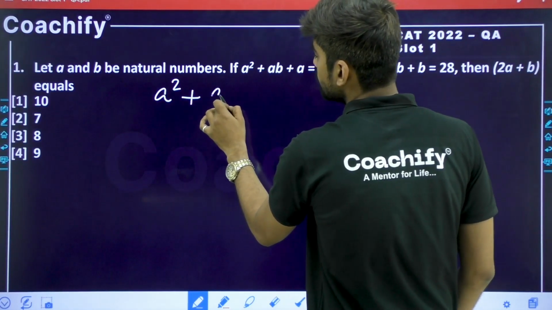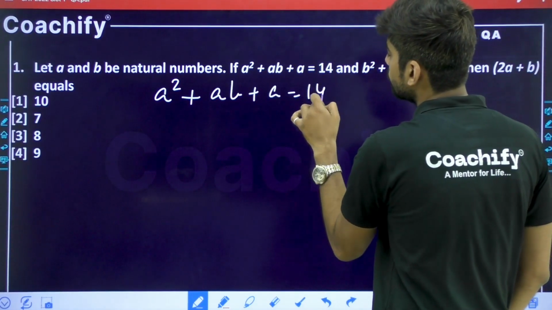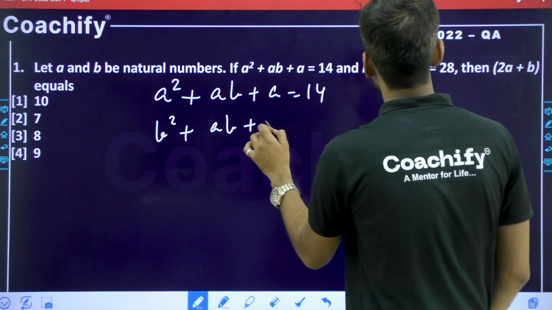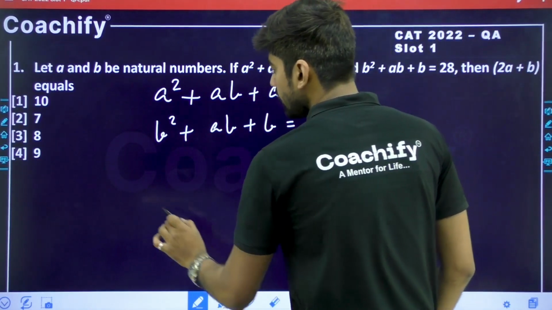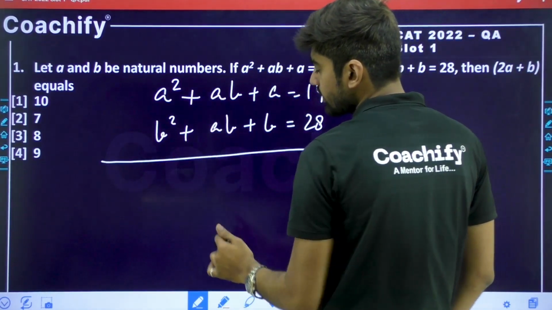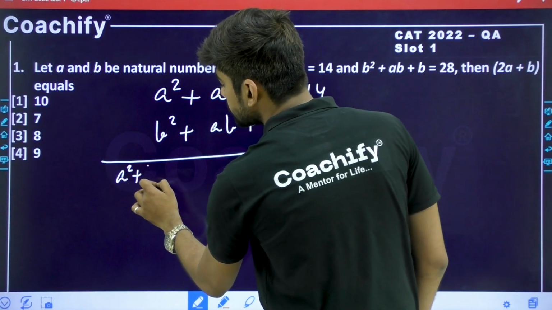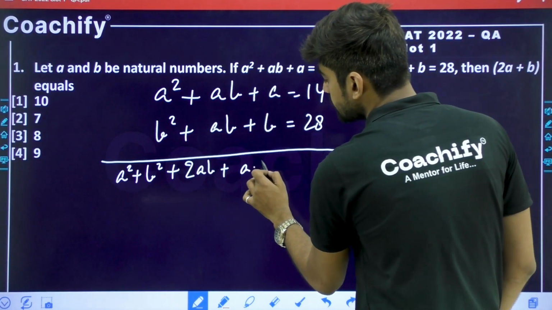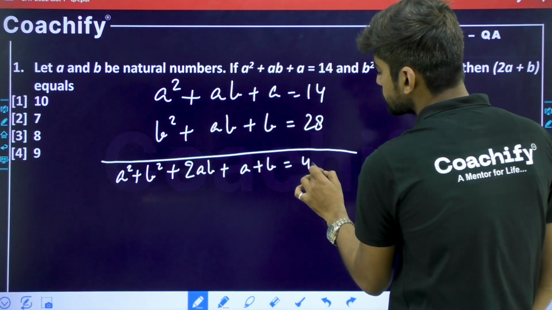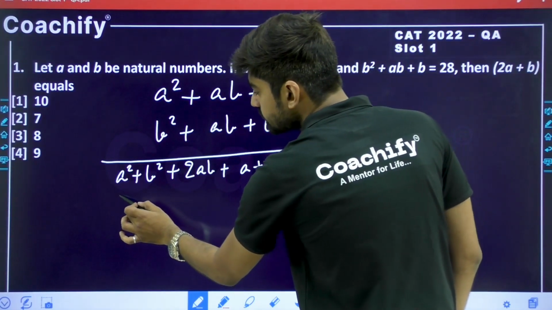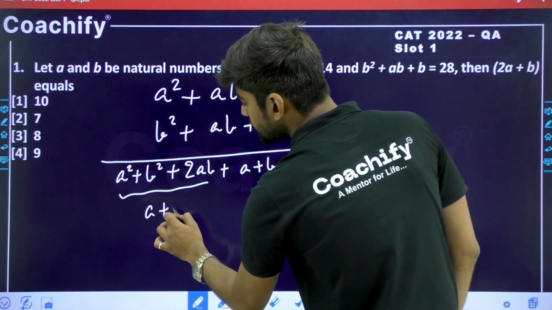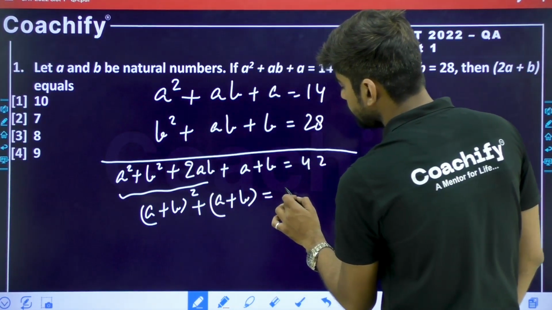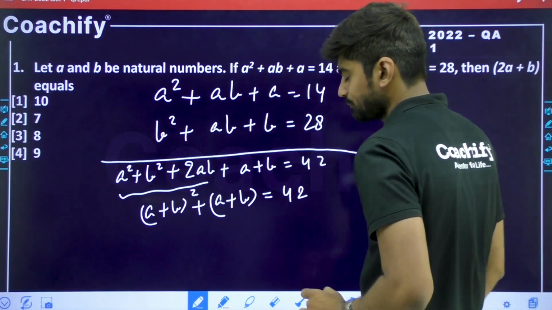So the first one is A square plus AB plus A is equal to 14. The other one is B square plus AB plus B is equal to 28. Now what I can do is add these two expressions. So this becomes A square plus B square, this becomes 2 times AB, and this becomes A plus B, and the right side becomes 42. Now, if you observe this closely, this is nothing but A plus B whole square, and this is A plus B, and the result is 42.